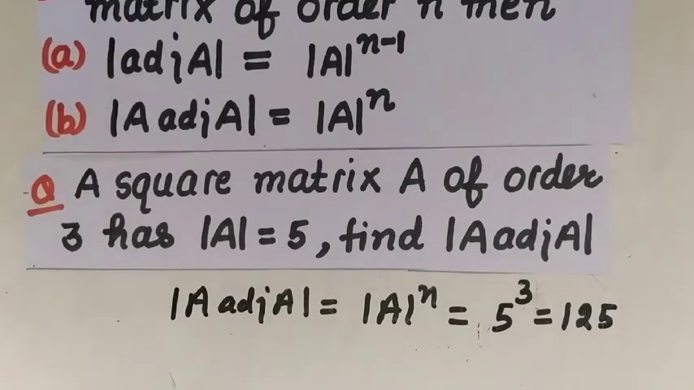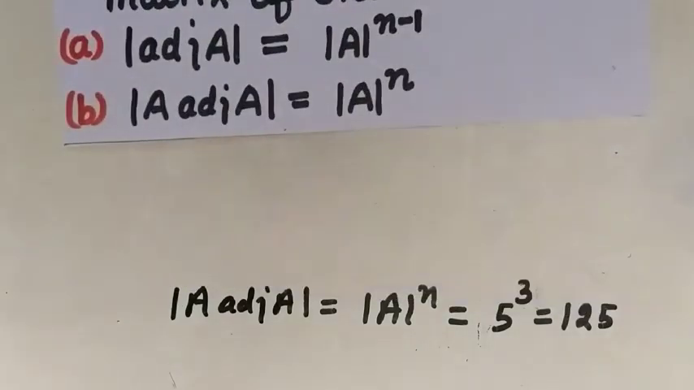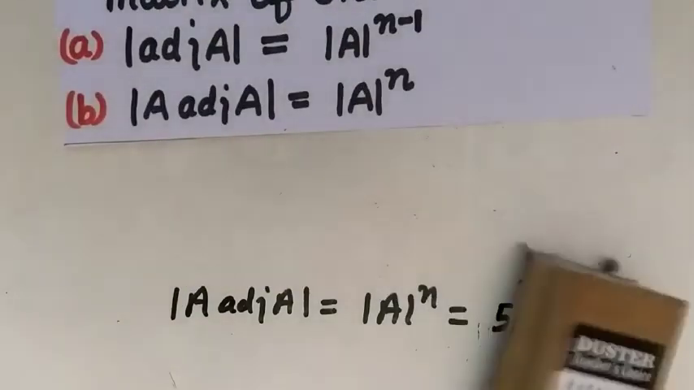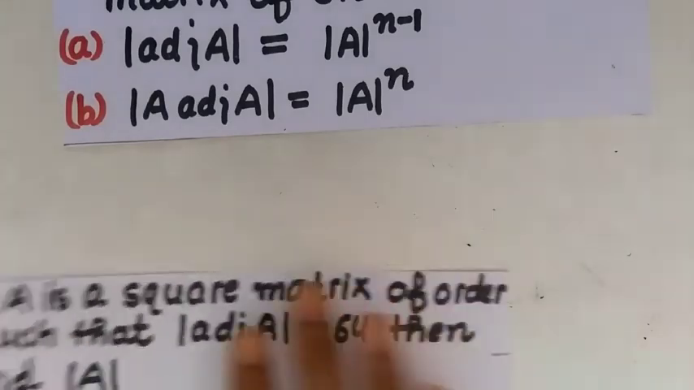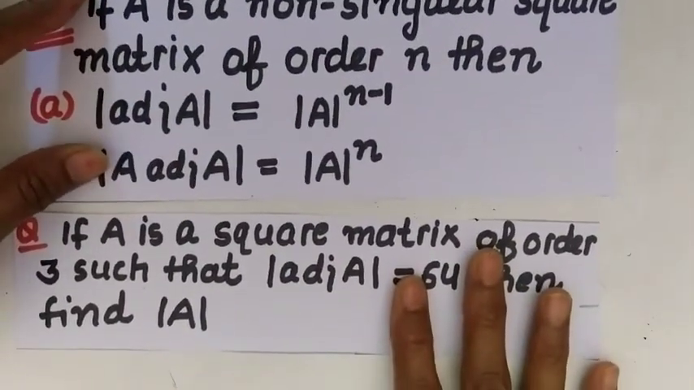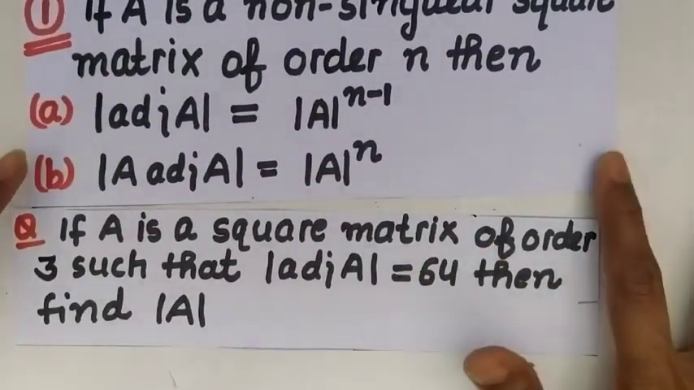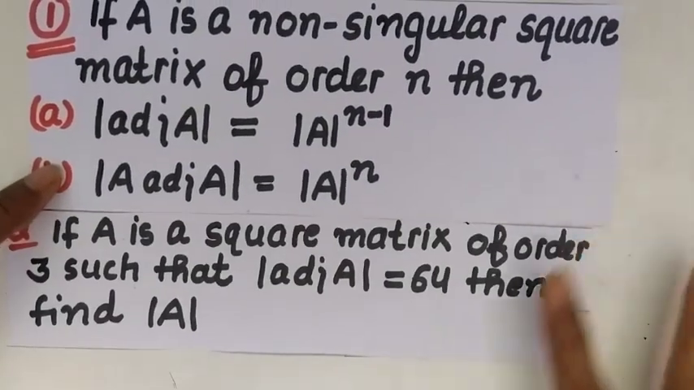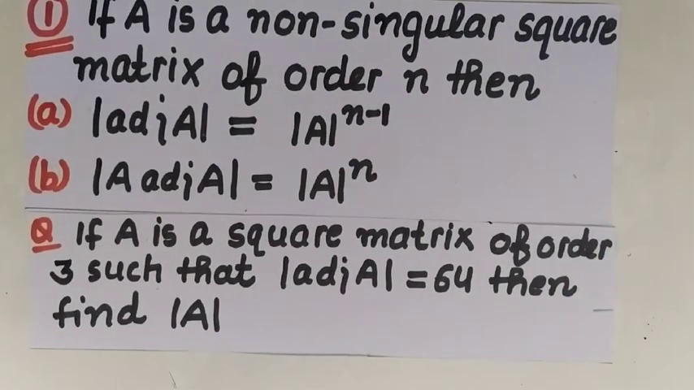Now let us do one more question based on this property. So our next question is, if A is a square matrix of order 3 such that determinant of adjoint of A is equal to 64. Now it is given determinant of adjoint of A is equal to 64. Then find determinant of A. Now in this question we have to find determinant of A.